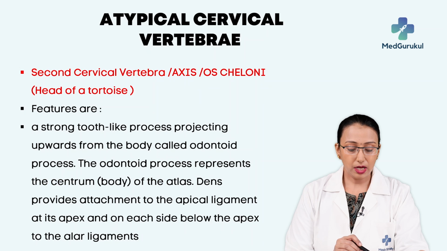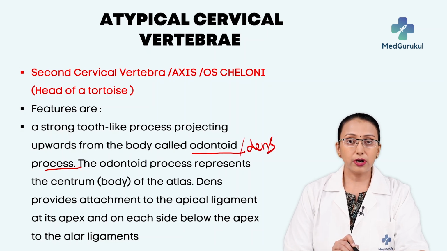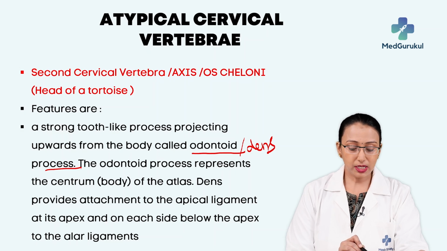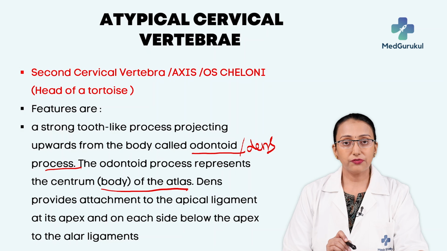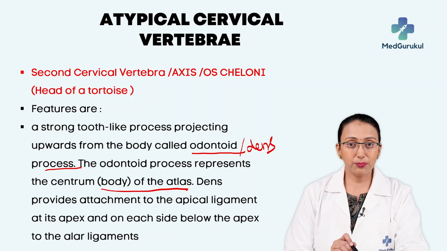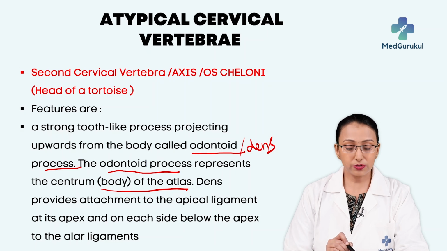Now, the features: a strong tooth-like process projecting upwards from the body, which is called the odontoid process or dens. It is one and the same. The odontoid process represents the body of the atlas. To remember, we said that the first cervical vertebra has no body and no spine. Then where did the body disappear? It is here in the second cervical vertebra, represented as the dens or the odontoid process.